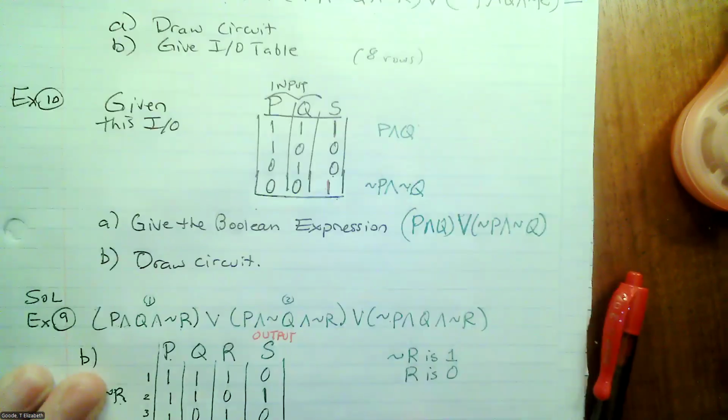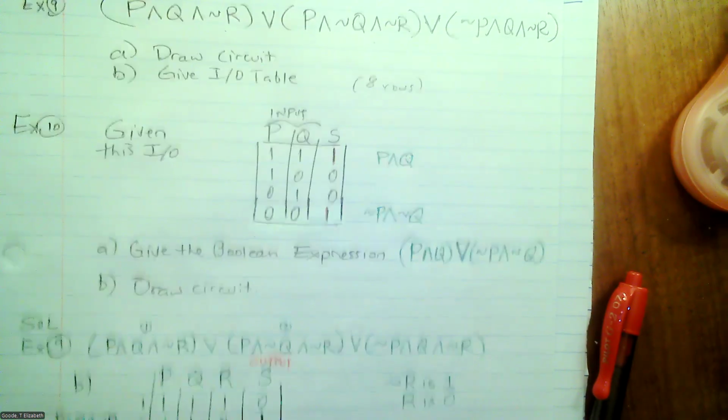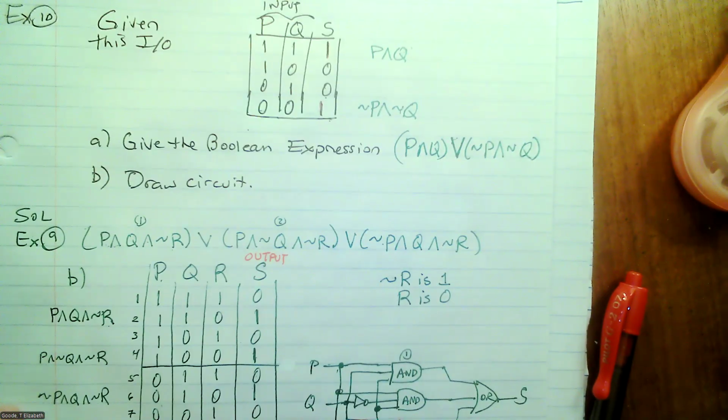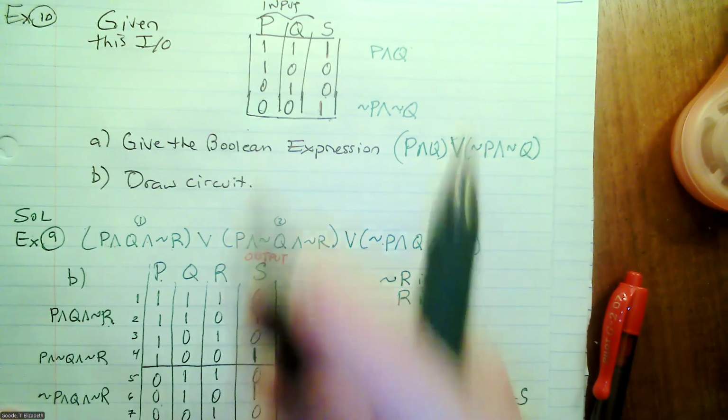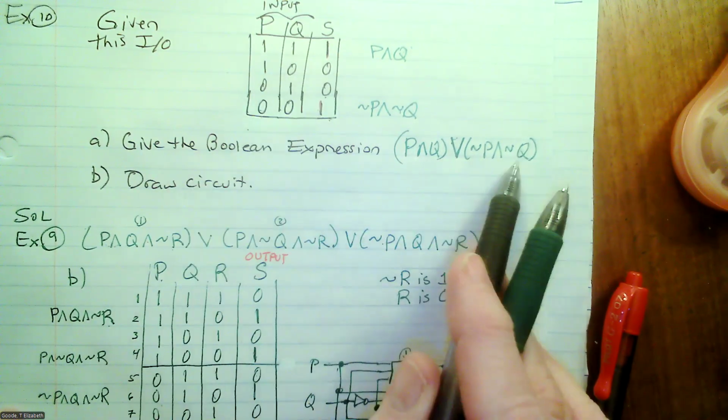You can always get any Boolean expression into disjunctive normal form, but sometimes it takes a bit of doing. But the usefulness of disjunctive normal form, hence it's normal because it's useful and it's universal. You can always get to that form, but the usefulness is obvious. We can read disjunctive normal form directly from the IO table.